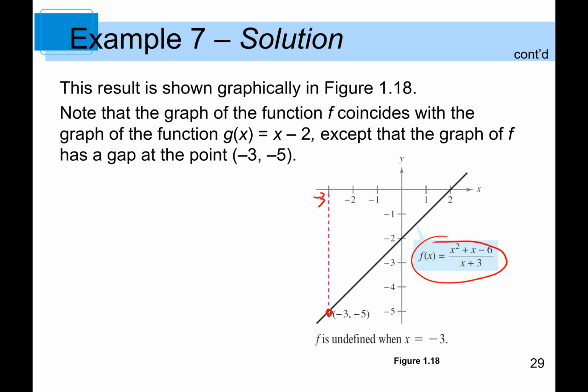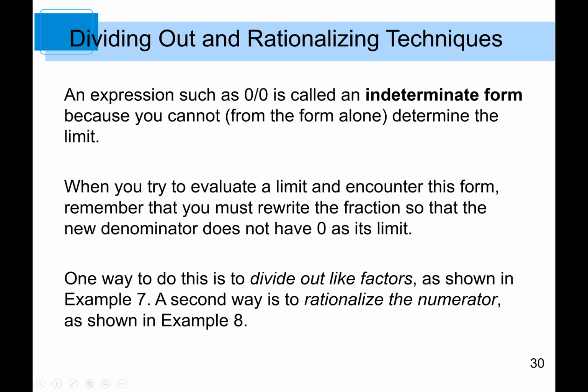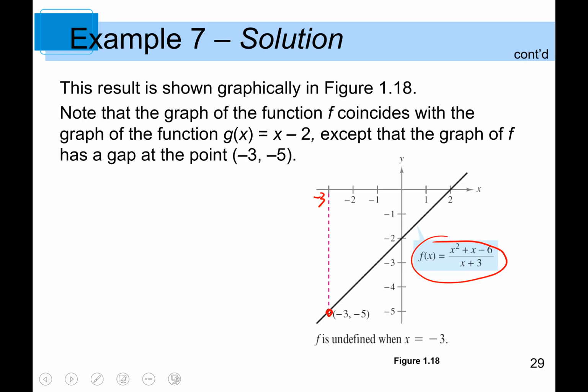So we can do a transformation into another function, transform into g of x, which is x minus 2. After that, x minus 2 is basically a linear equation with a hole, right? Then we do direct substitution, and the limit approaches -5 when x approaches -3.